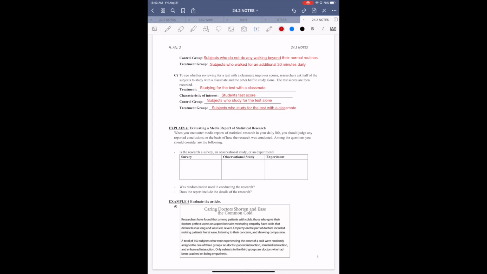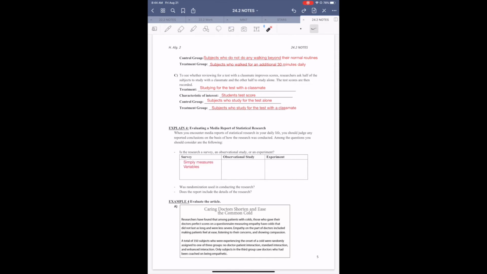Now let's get into evaluating media reports for statistical research. When you encounter media reports of statistical research in your daily life, for example, any TV commercials that say a certain percentage of people have benefited from taking such supplements, those are statistical research. You should judge any reported conclusions on the basis of how the research was conducted. Among the questions you should consider are the following. Is the research a survey, an observational study, or an experiment?